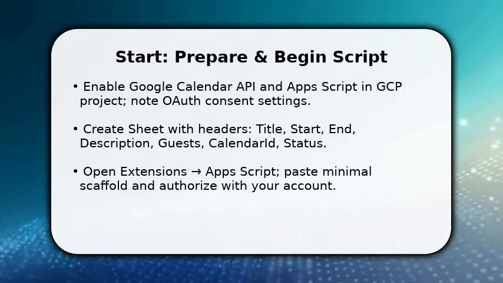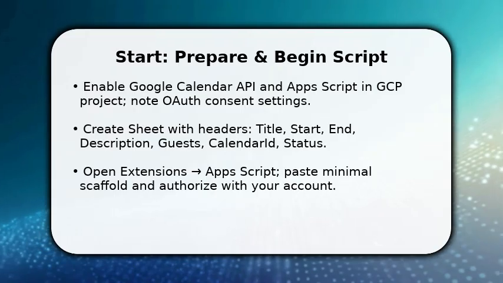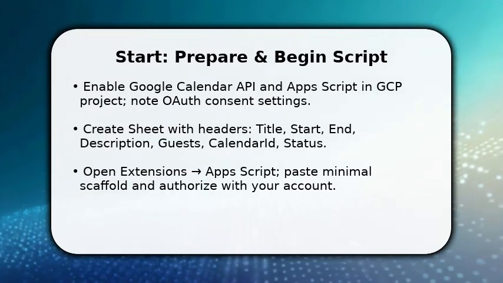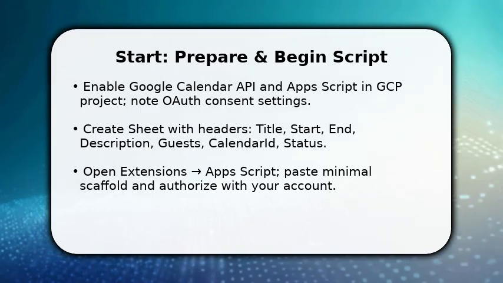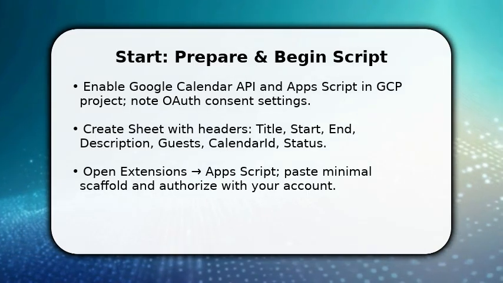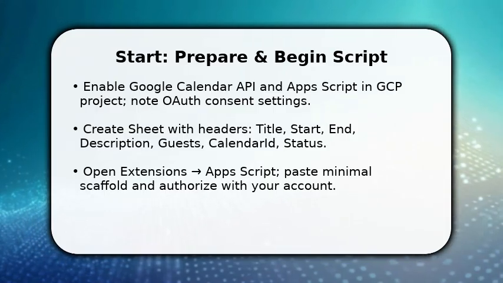You begin by enabling the calendar API and app script. Make sure OAuth consent is set so your script can create events. Next, prepare a Google Sheet with clear headers: title, start, end, description, guests, calendar ID, status.